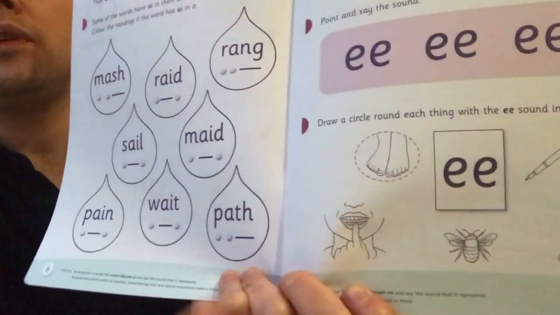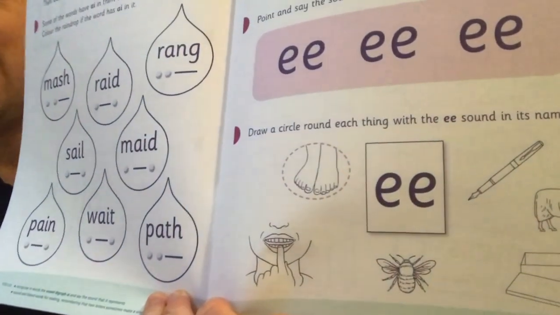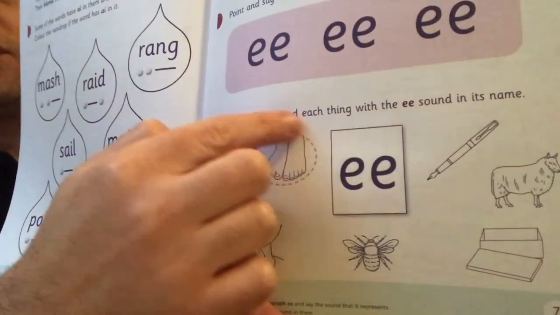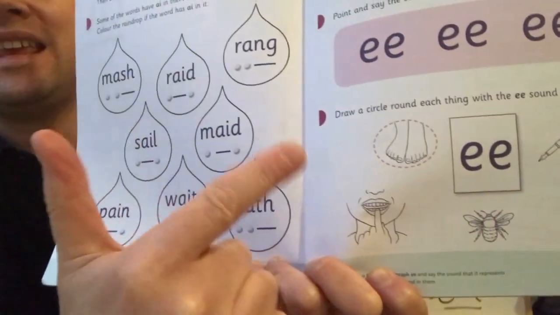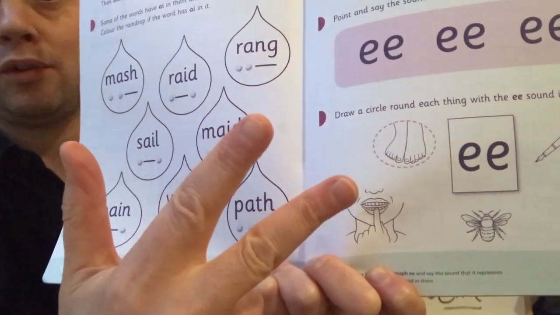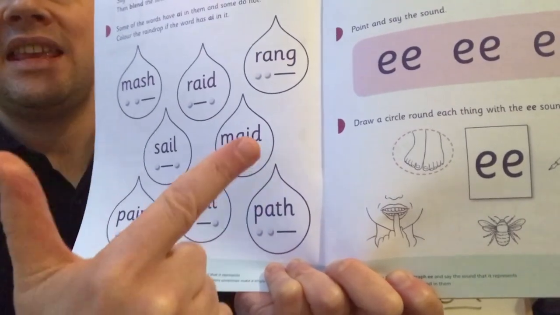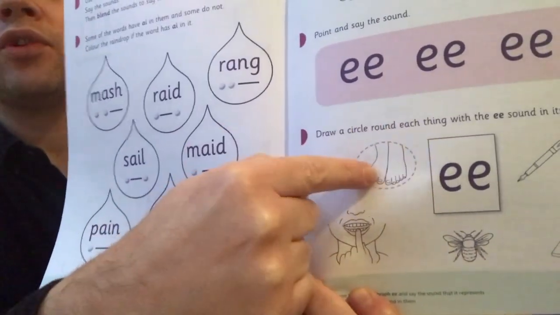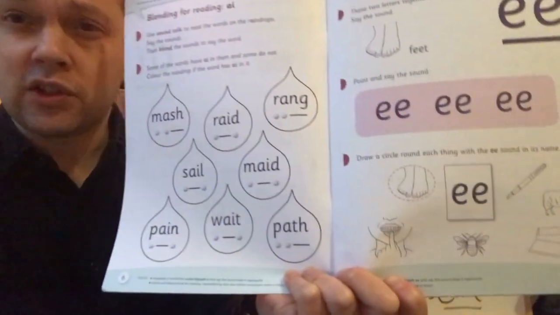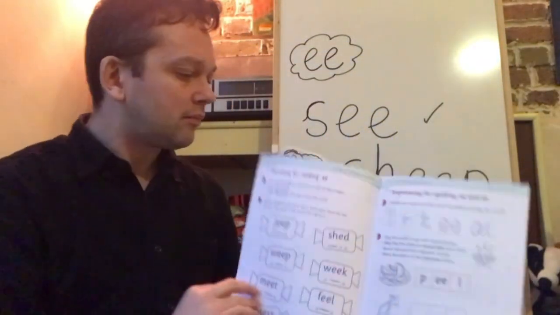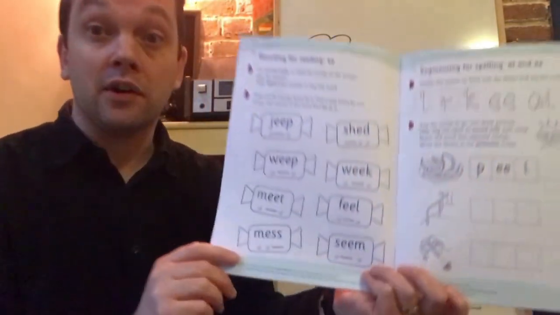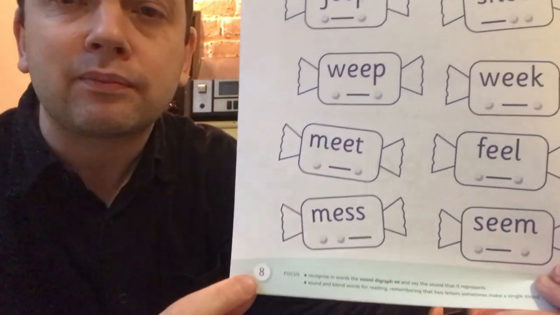Now you need to look at all of the pictures. If they have the E sound in them, you draw a circle around them. For example, feet. Eat. It's got the E sound in it, hasn't it? Eat. So you draw a circle. Check all of the pictures and draw a circle if it has the E sound. Then turn to page number 8.